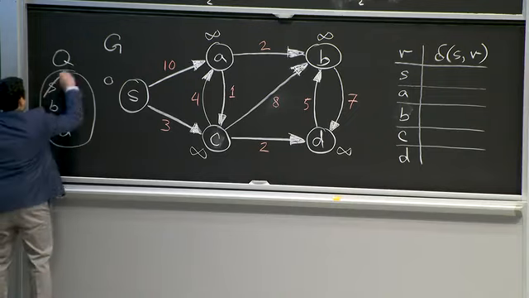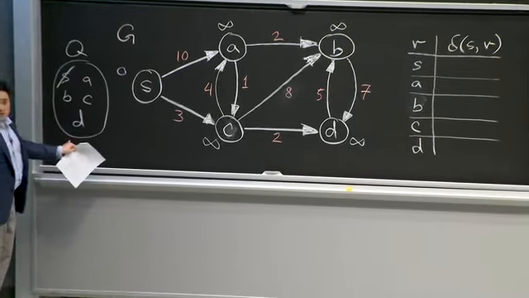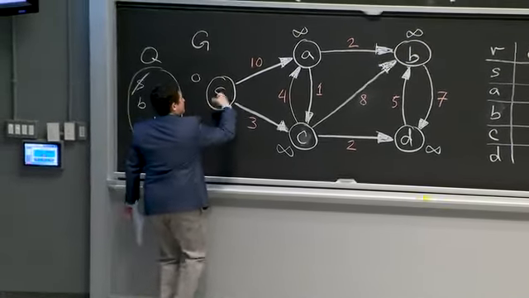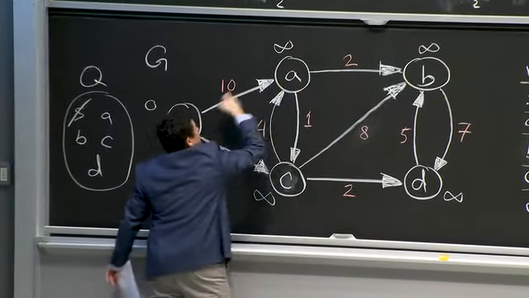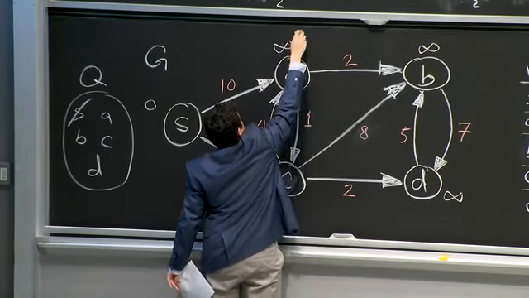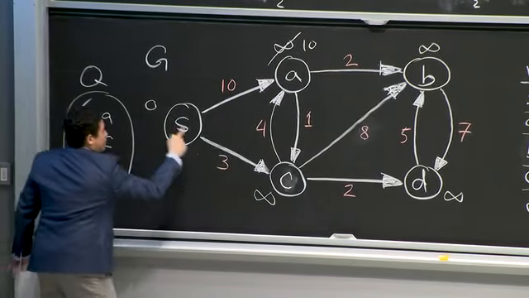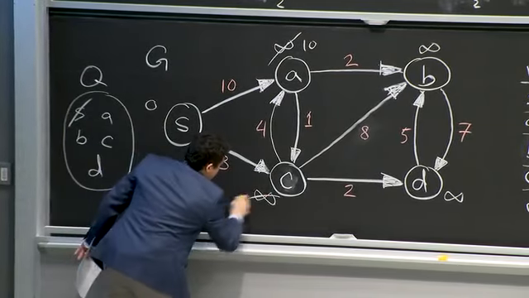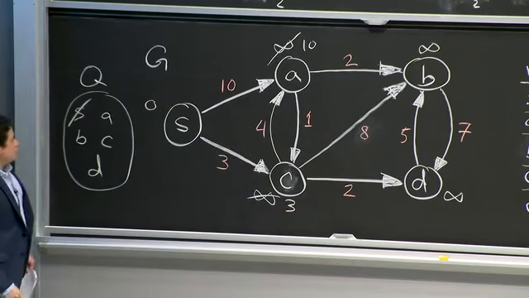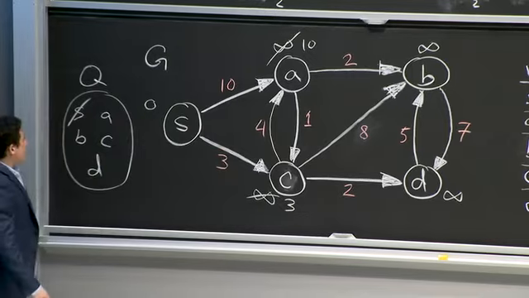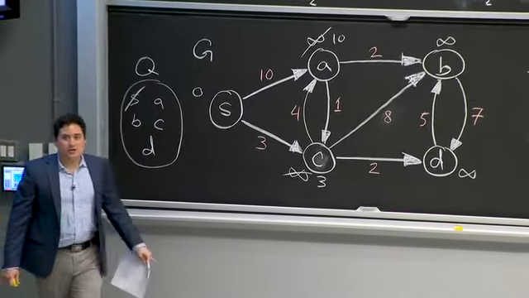Right, yeah. So I remove that. And then I relax edges out of S, right? So I relax the edge here to A. 10 is better than the distance estimate of infinity, so I'm going to change this to 10. And then here's another outgoing edge. 3 is better than infinite, so I'm going to change its delta to 3. OK, so now I go back in here and I change the distance estimates associated with my queue.